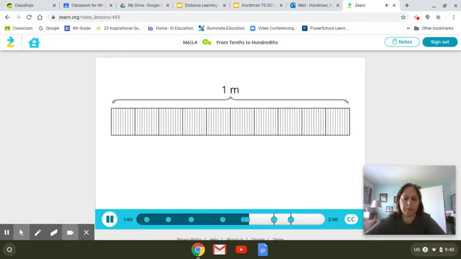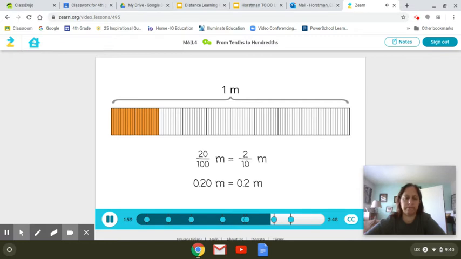I shaded 20 hundredths meter like this. I can tell from my tape diagram that 20 hundredths is the same as 2/10. I wrote 20 hundredths as a decimal and 2/10 as a decimal. All of these numbers have the same value. They're all equal.